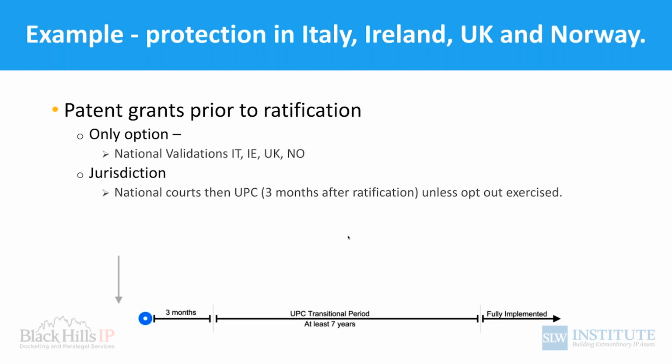Once the unitary patent court is established after the sunrise period, unless the Italian, Irish and UK patents have been opted out of it, they will fall within the jurisdiction of the UPC. For Norway, as it's not a member of the European Union, it will always be outside the jurisdiction of the UPC and will be governed by the Norwegian courts.